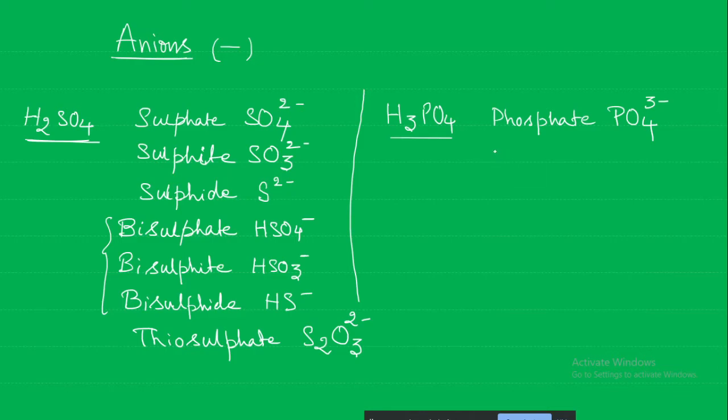Phosphate. Phosphite, PO3 3 minus. You should be quick now. You should just remove one oxygen here. Phosphide, P3 minus, no oxygen.